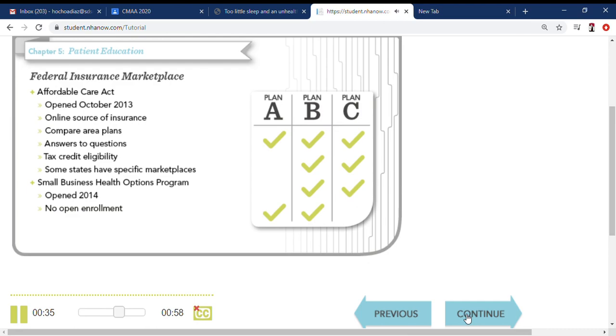The Small Business Health Options Program, or SHOP, opened in 2014. Like the marketplace for consumers, SHOP provides small businesses with a streamlined opportunity to purchase high-quality health insurance for their employees. There is no open enrollment for this service, so small business employers can buy health insurance throughout the year.